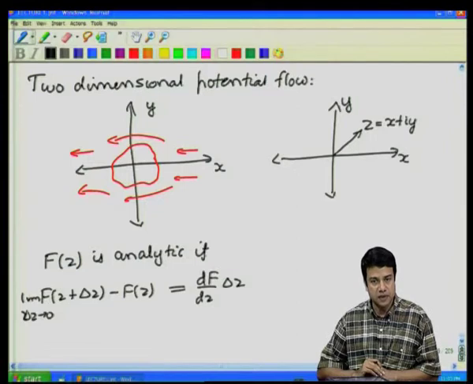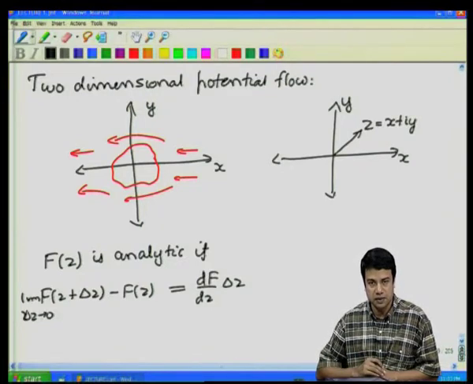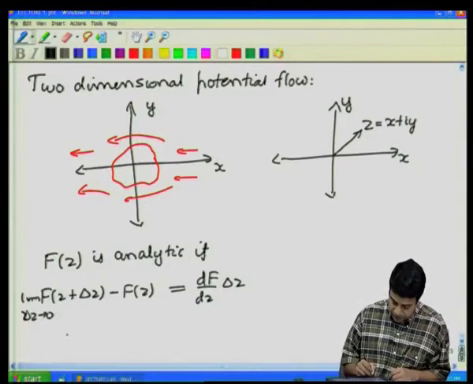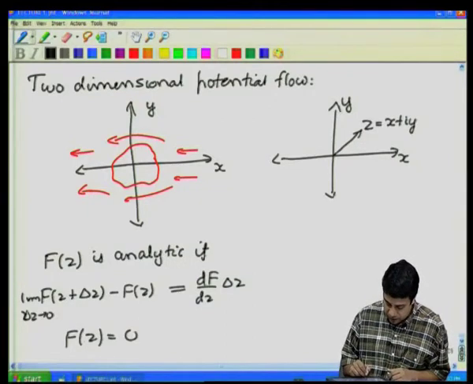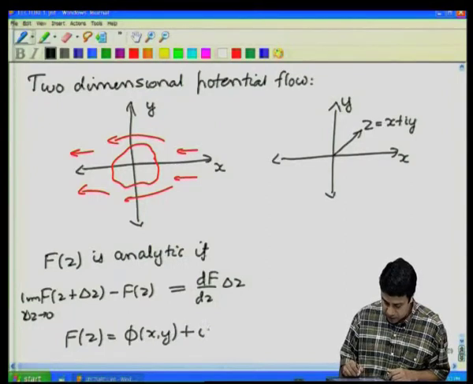This complex function f is in general a complex function, because z square, for example, will have a real part and an imaginary part. So, this function f of z will in general have a real part plus an imaginary part.